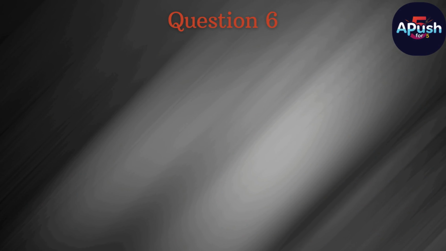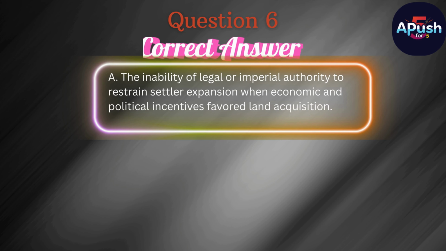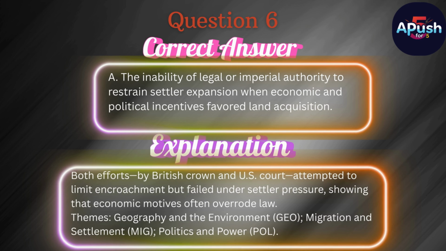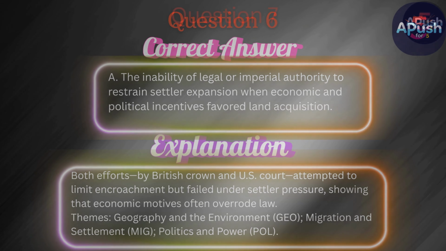The correct answer is A. The inability of legal or imperial authority to restrain settler expansion when economic and political incentives favored land acquisition. Both efforts by British Crown and U.S. Court attempted to limit encroachment but failed under settler pressure, showing that economic motives often overrode law.